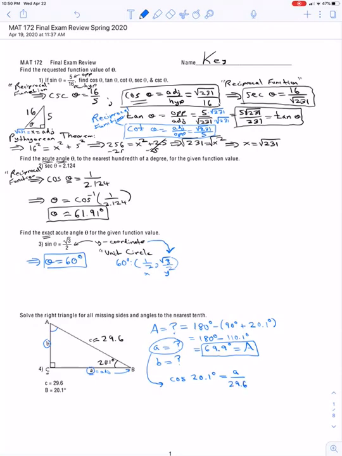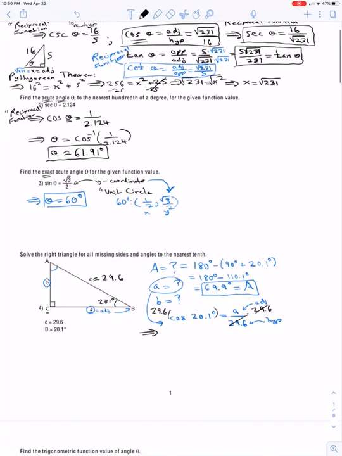Adjacent over hypotenuse. So there's our definition from right triangles. And then we've got what? A simple equation to go solve now. So now we can go solve for A, right? Solving a linear equation. Got to get rid of the coefficient. So we go multiply both sides by 29.6. As we do that, of course, they divide out. And we got what? A equal to 29.6 times the cosine of 20.1 degrees.